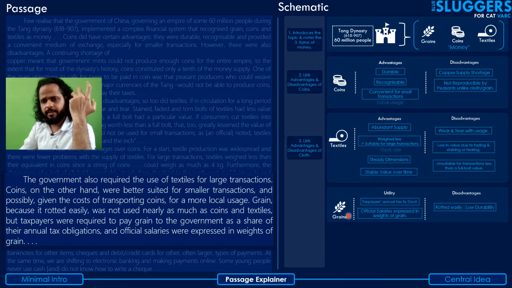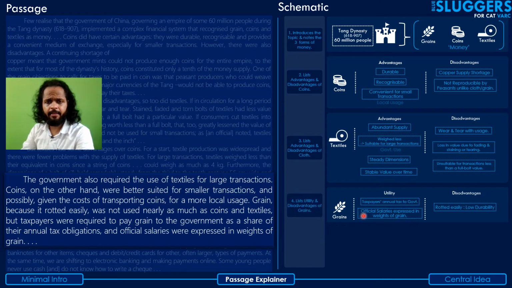Then he moves on to grains, the third representative of currency in the Tang dynasty, and he says that the main disadvantage of grains was that they rotted very easily, hence so low durability, because of which they were not used as much as the first two denominations, coins and textiles. However, they did have some utility because taxpayers were required to fulfill their annual tax obligations of paying the tax to the government in terms of grains, and also the salaries of officials were expressed in weights of grains, right? So that's what this paragraph has been about. He has listed the utility and disadvantages of grains, mainly after talking about the differential usage of textiles and coins.